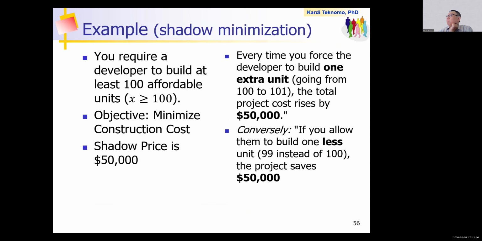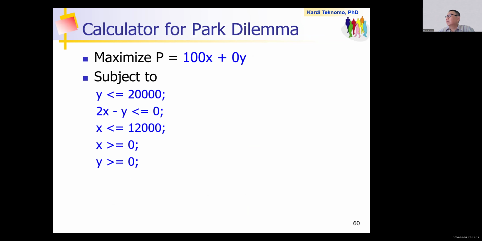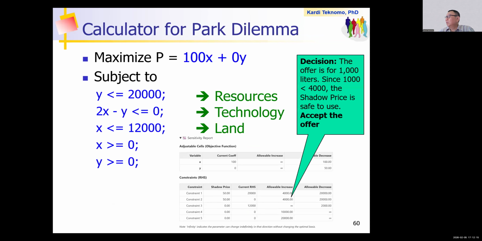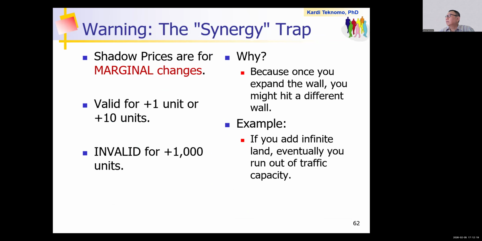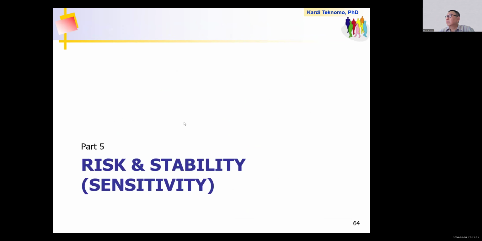The path dilemma is not a problem, I just wanted to show that you can also use different values. Let's come back to the main part. So today we discuss risk and stability, about sensitivity analysis.